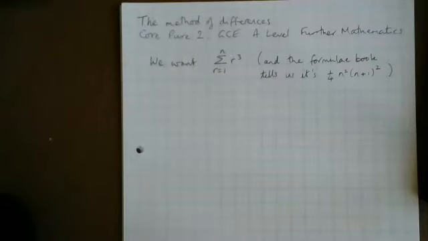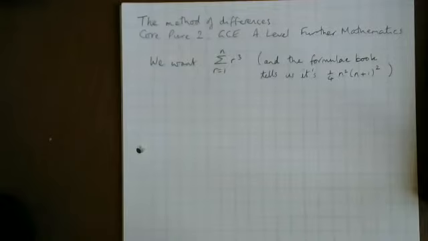This is the method of differences. It's part of Core Pure 2, which is GCE A-level for further maths. You should already be familiar with the series, and we want to, for example, sum from r equals 1 to n of r cubed, and we'd like a shortcut. I'll begin by saying we already know what the answer is. The answer is given in the formula book, and it says it's a quarter n squared, n plus 1 squared.